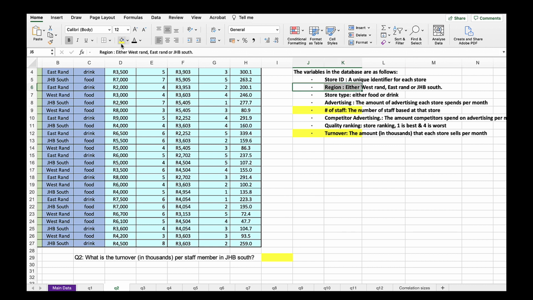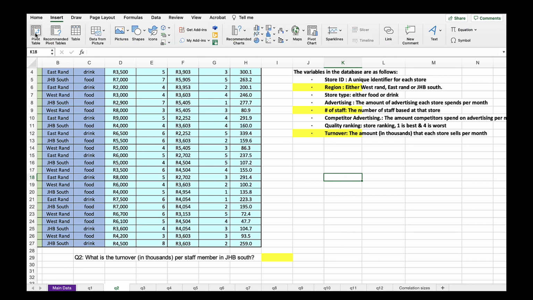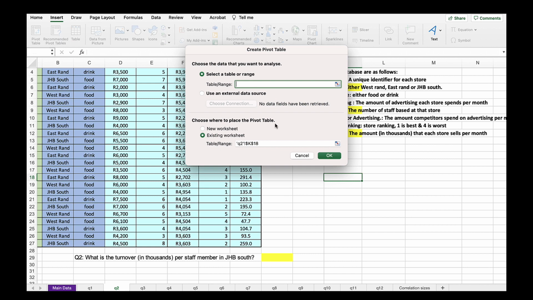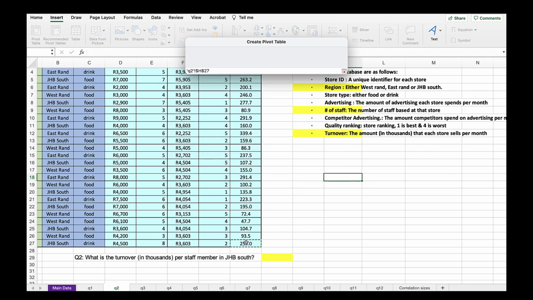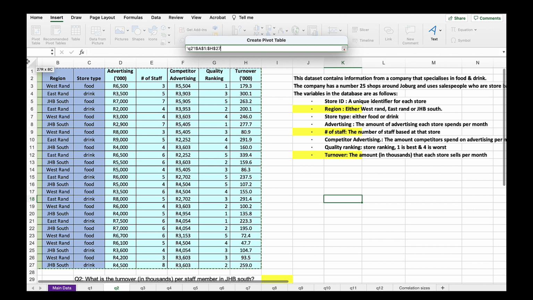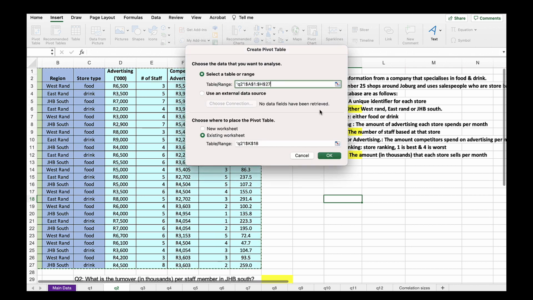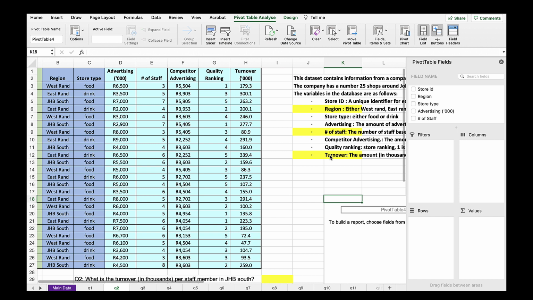So as you can see, the most important thing is to first of all determine what are the elements we're going to be looking at. Now, let's create our pivot table. And I'm going to go Insert, Pivot Table. It's asking me to highlight it again. So I'm going to highlight the whole pivot table. And you can see the table range A1 to H27. In this case, it's in the existing worksheet.